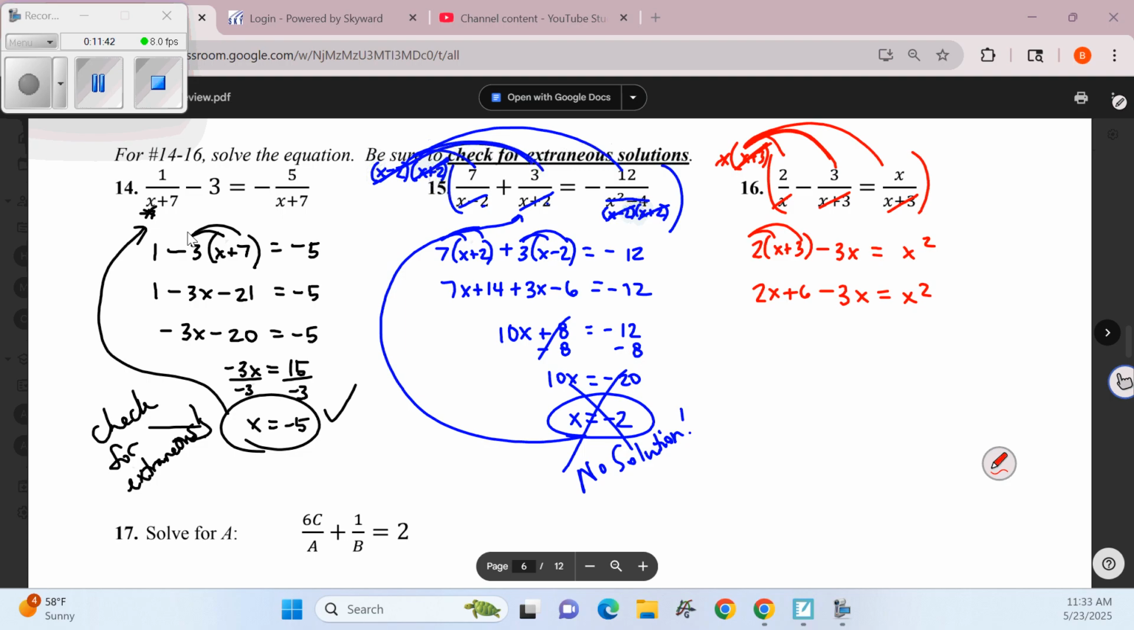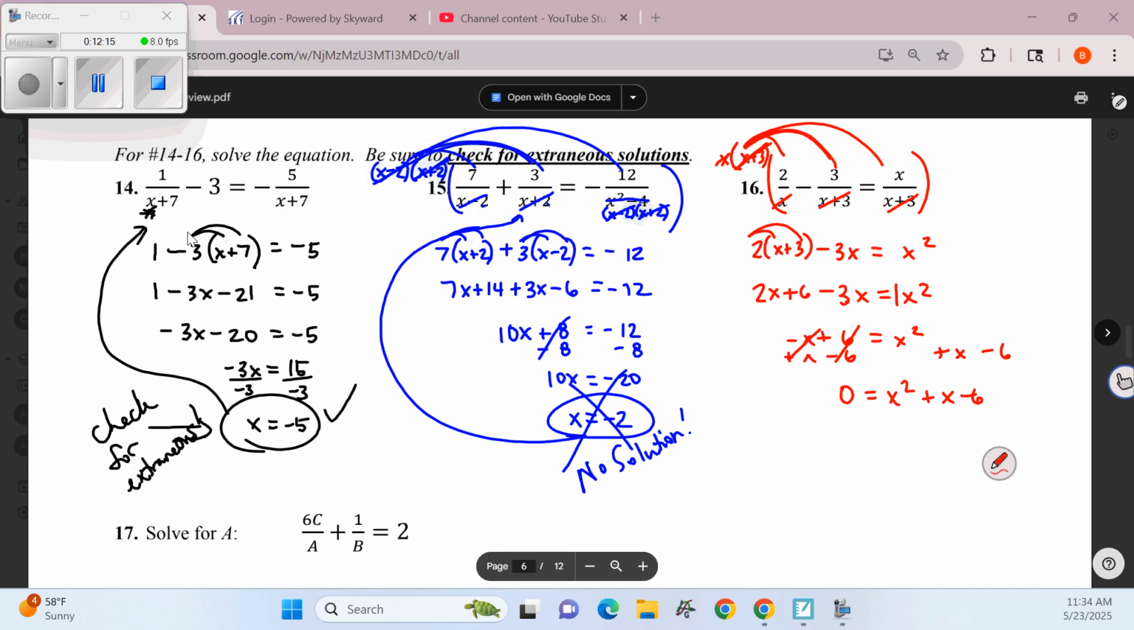I'm hoping you're seeing what I'm seeing, and that is that we are going to end up with an x squared, x in number terms. We've got to get this thing equal to 0. I'm going to move everything to the right-hand side because I want to keep that positive x squared. So 2x minus 3x is a negative x plus 6 equals x squared. Getting those things on the other side, so let's add over the x and subtract the 6. Add the x, subtract the 6. So 0 is equal to x squared plus x minus 6.